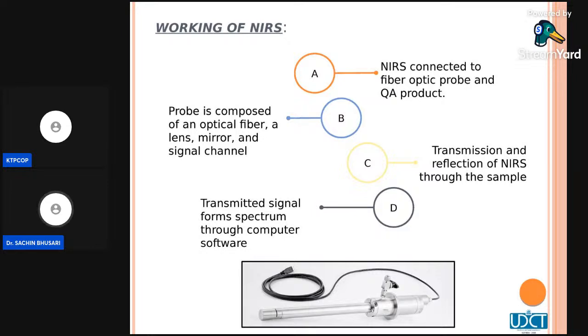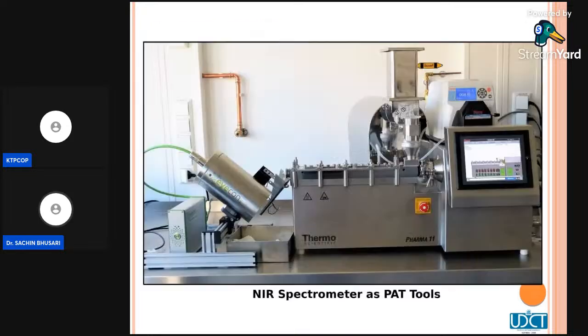So NIR is connected to a fiber optic probe. The probe is composed of optic fiber, lens, mirror, and signal channel. This is for student purpose. Transmission and reflectance on NIR go through the samples, and the transmitted signal forms a spectrum through computer software. But you can collect the data by using this probe. Now the best part is how it looks. Can you see the difference? The tabletop instrument looks different, but now see the difference.